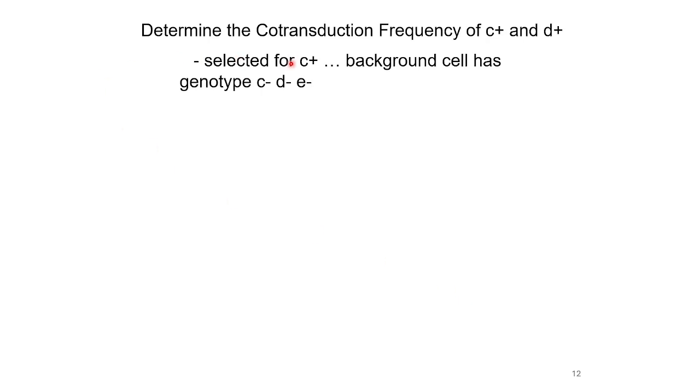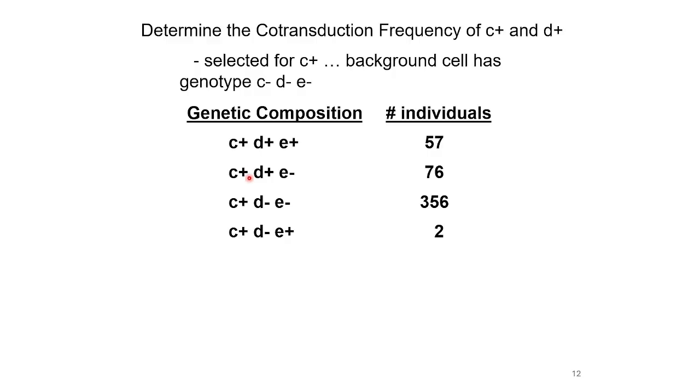So if we wanted to determine the co-transduction frequency of, say, two genes, we're just going to call them C plus and D plus, into a background cell that is C minus, D minus, and E minus, just as an example of defective genes. And if we select for C plus, we can look for co-transduction of C plus and D plus. So let's say we count up our individuals and the kinds of co-transduction that we have seen. We may see, for instance, co-transduction of all 3 genes. This would be an indication that at the very least, C, D, and E are close enough where they can end up in some fragments.